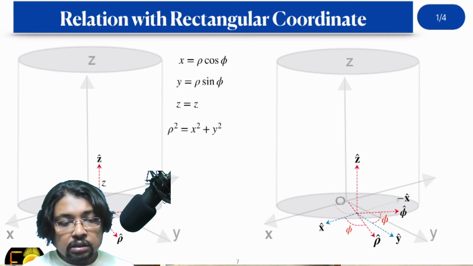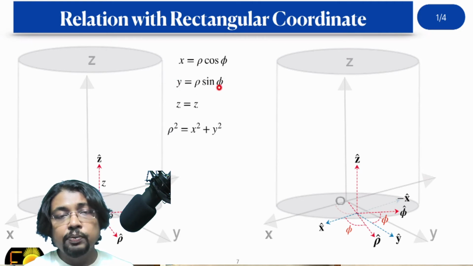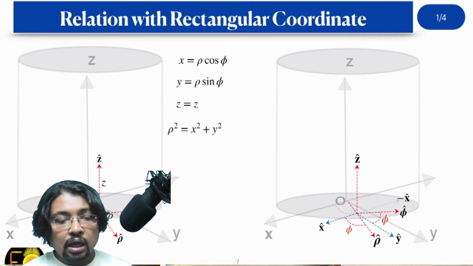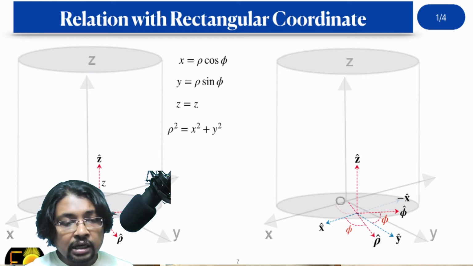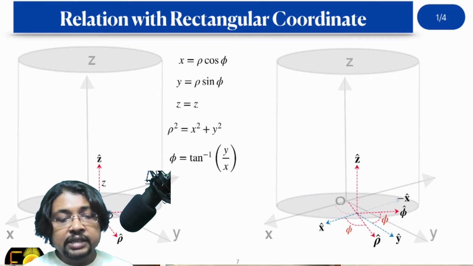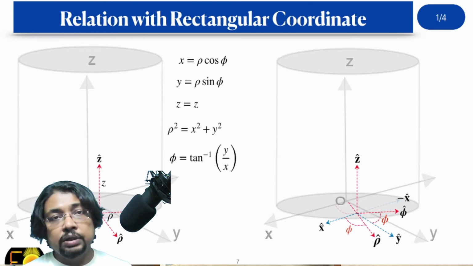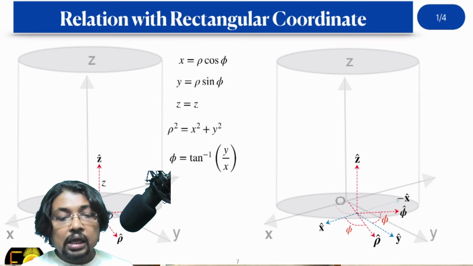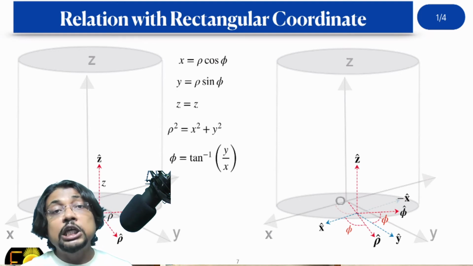Therefore, rho square will be x square plus y square, because if you take x square plus y square, rho square gets common, and cos square phi plus sin square phi will give you 1, and finally you will obtain this one. And if you divide y by x, you are going to get tan phi, and finally phi is related to y and x by tan inverse of y by x. Now I am going to relate the unit vectors, which is the most important one.